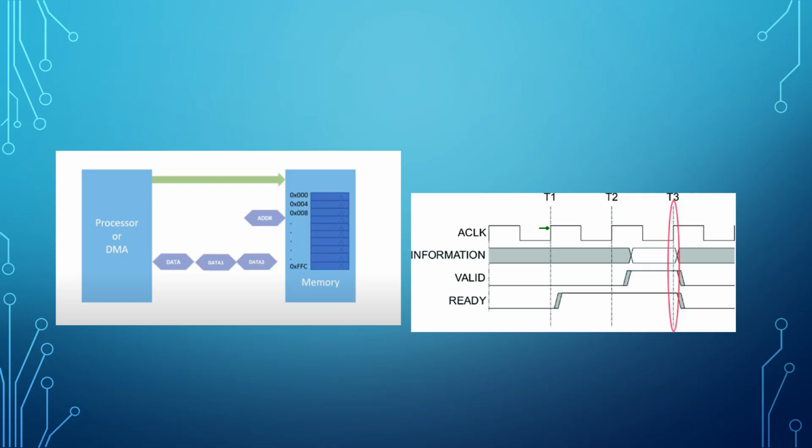So for example, when the CPU writes into a RAM, it says I have data by sending valid as 1, and the RAM will respond, I'm ready, you can send the data, by sending ready equal to 1. Only then is the data sent. If you see here, when our valid signal is high and the ready signal is high, the information has been sent at the T3 clock. This is how data will get transmitted.